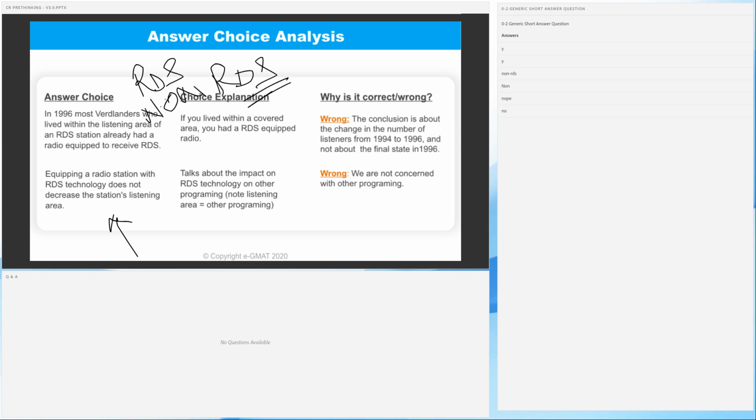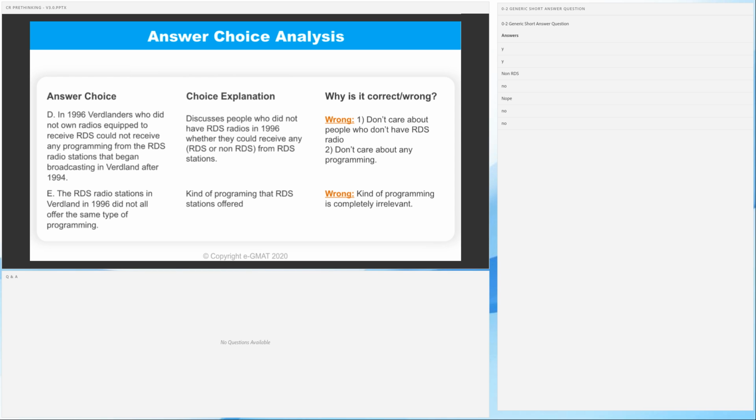What kind of programming? Non-RDS. Are we concerned about that in my conclusion? No. So this choice is completely irrelevant. Let's look at choice D.